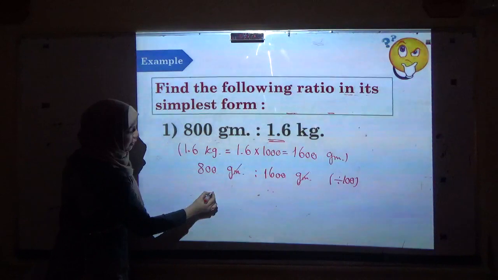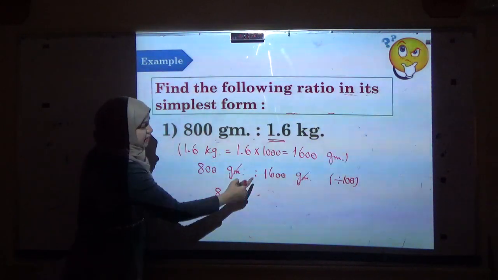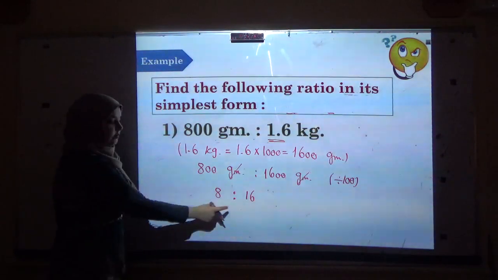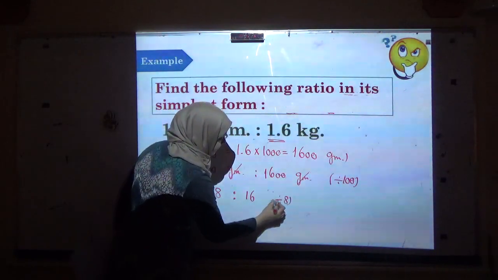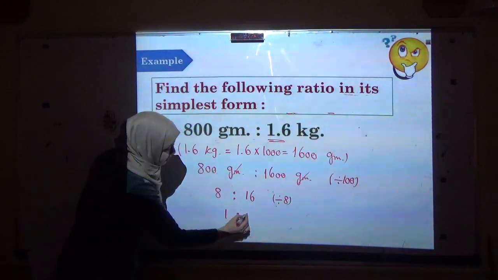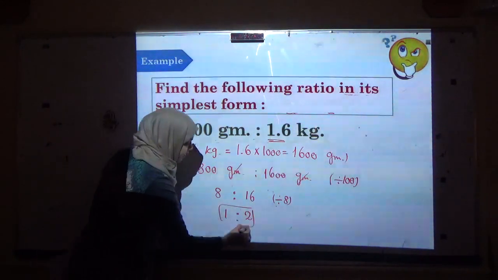800 divided by 100 equals 8. 1600 divided by 100 equals 16. Now divide the two terms by 8. 8 divided by 8 equals 1. And 16 divided by 8 equals 2. So the ratio is 1 to 2.